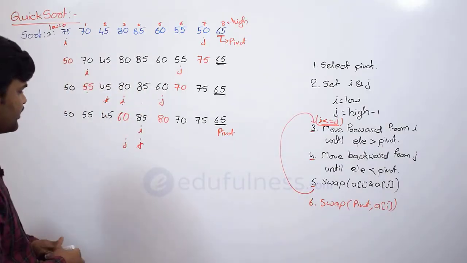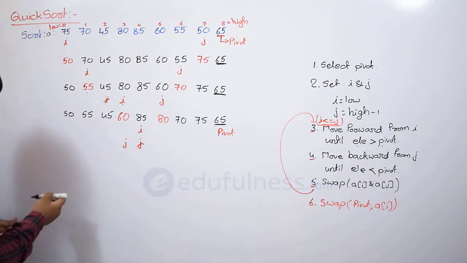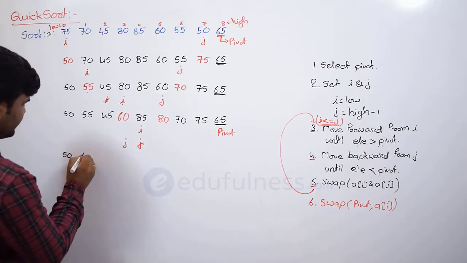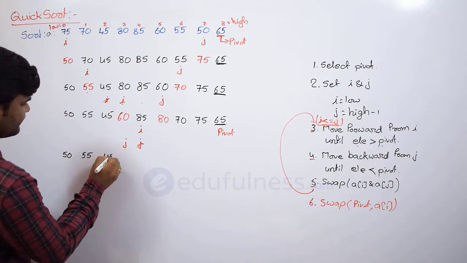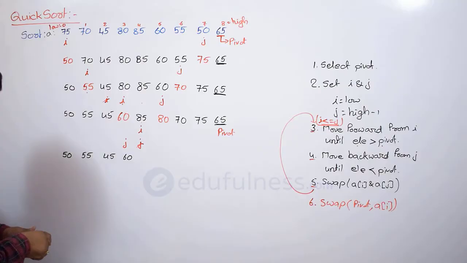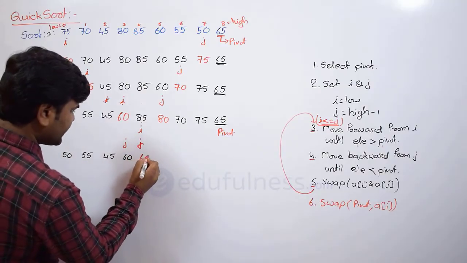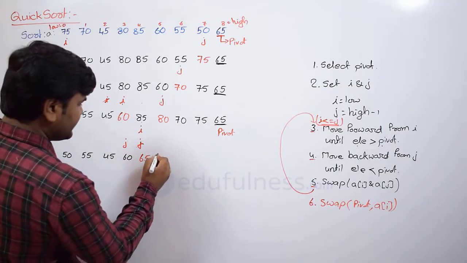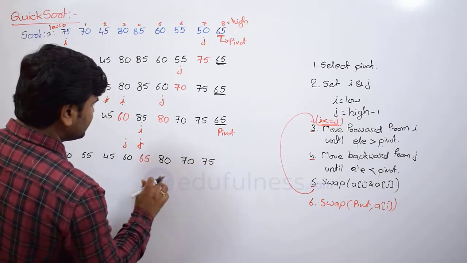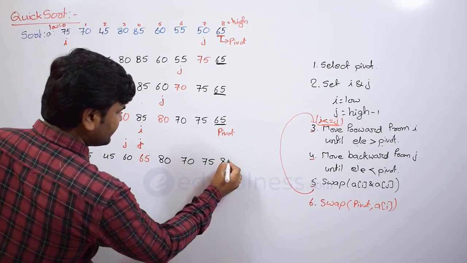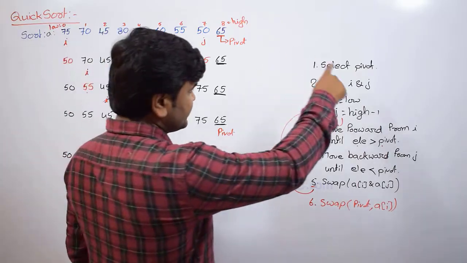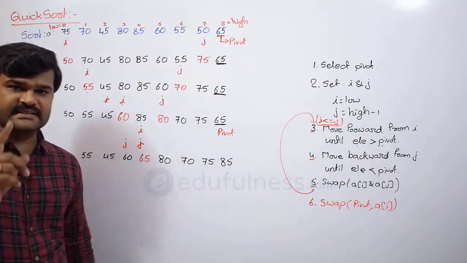Is it clear? Now you can see what is going to happen if you swap. So here 50, here 50, then 55, 45 and here 60. Now here we are going to get the 65, very, very important, 65, and then the remaining elements, if you see, 80, 70, 75 and then 85 here, 85. Okay. So this is what one complete iteration, one iteration is done.